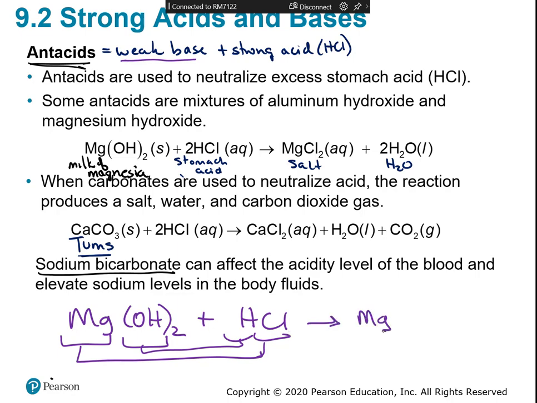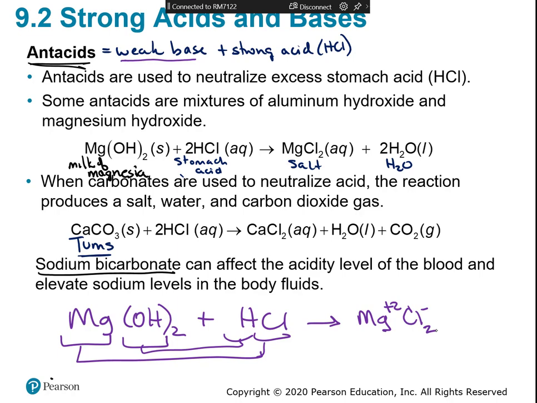Remember that magnesium's in group 2, so it's a +2 charge. The chlorine's over in group 7, which gives it that -1 charge. And so you know the formula by doing the swap. Remember that the charge on the metal tells you the number of nonmetals, and the charge on the nonmetal tells you the number of metals. That's how you end up with the formula MgCl2.